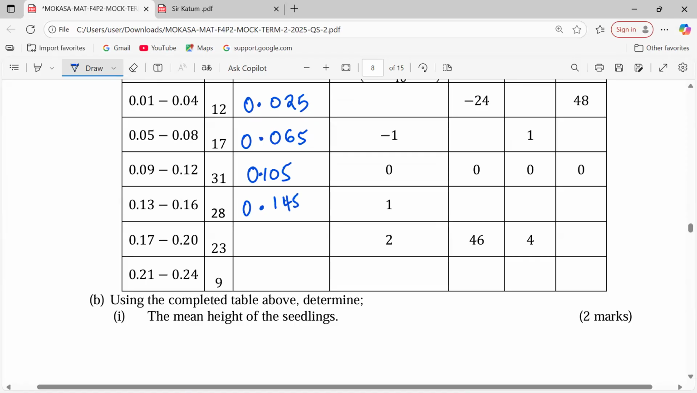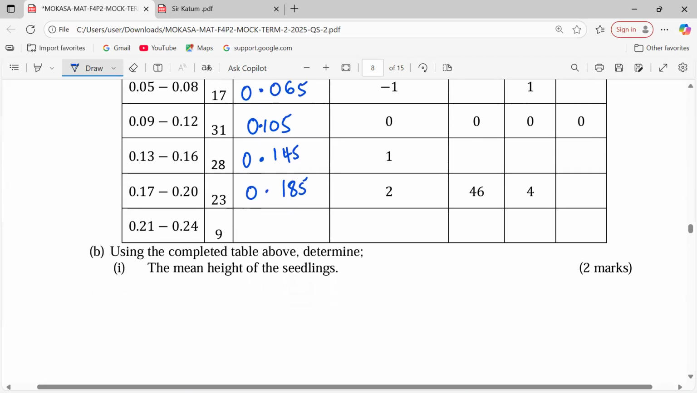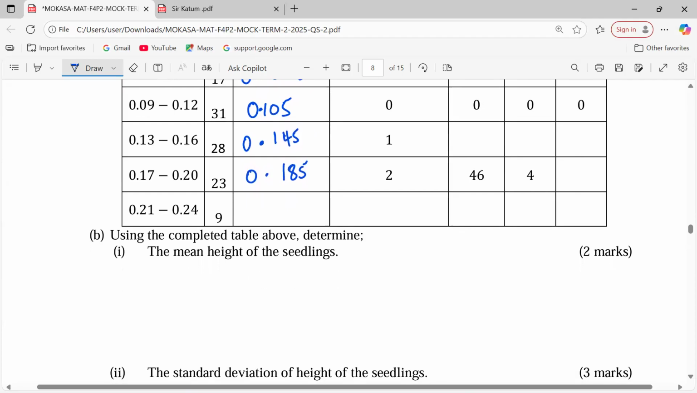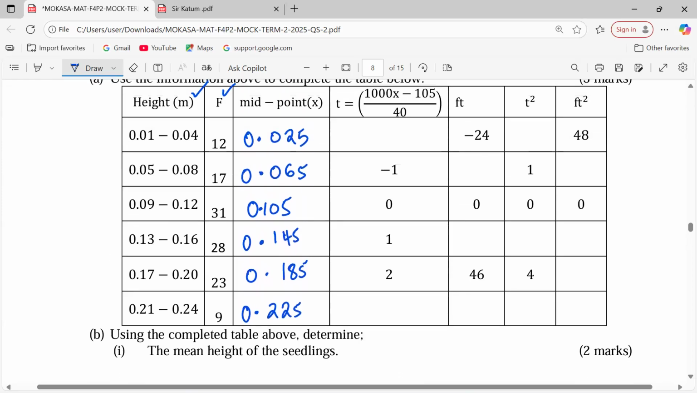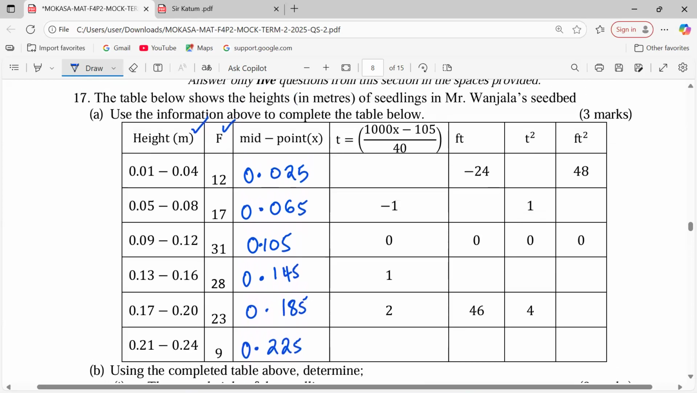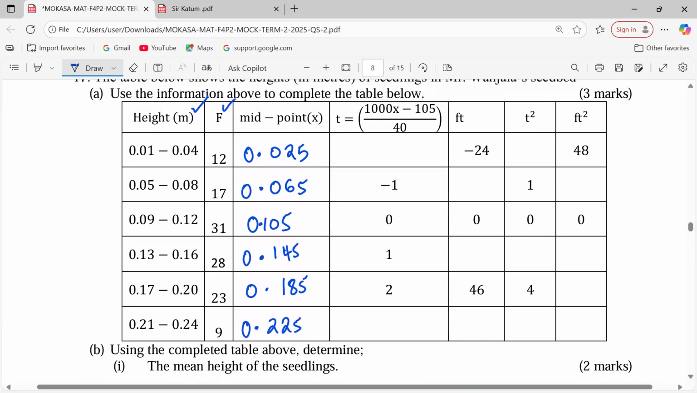The next is 0.17 and 0.20. We divide by 2, 0.185. And finally, 0.21 plus 0.24, then we divide by 2, 0.225. So that's how we get midpoints. You just add the limits and you divide by 2. So we are through with the first part.